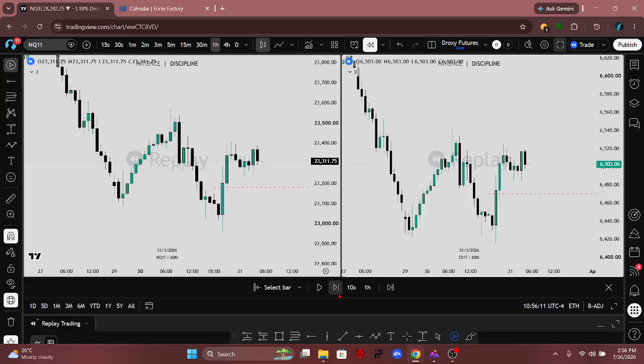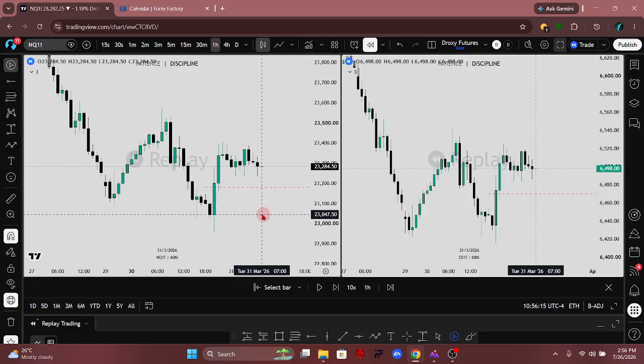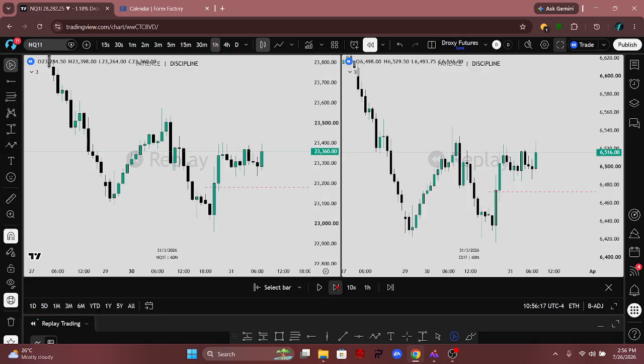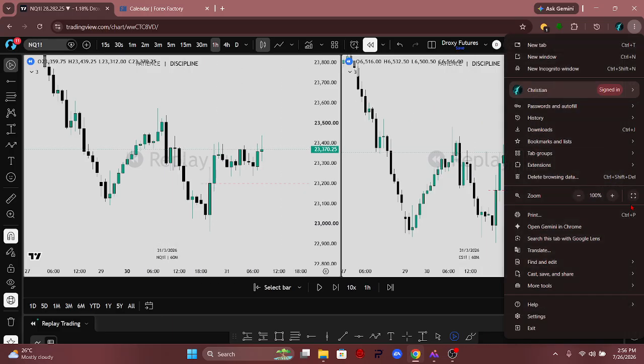So the same thing. I move on to the 8 o'clock candle, then I wait for the 9:30 opening bell. Okay. So now on the 1 hour, this is 8 o'clock. Let me make this.